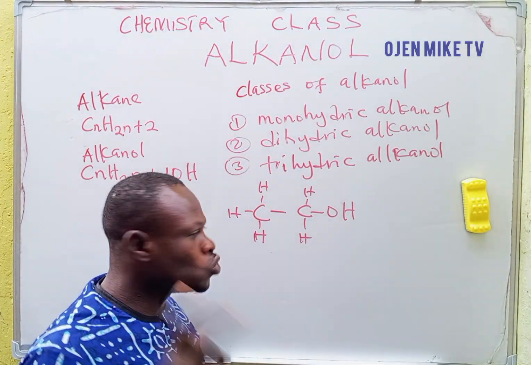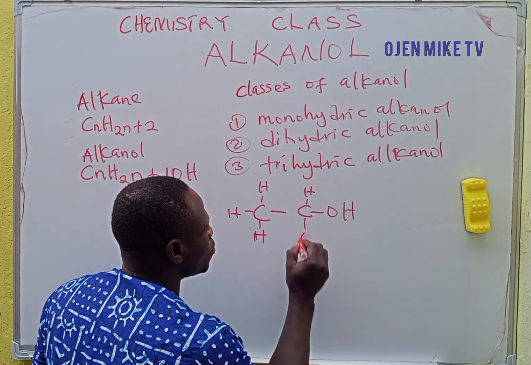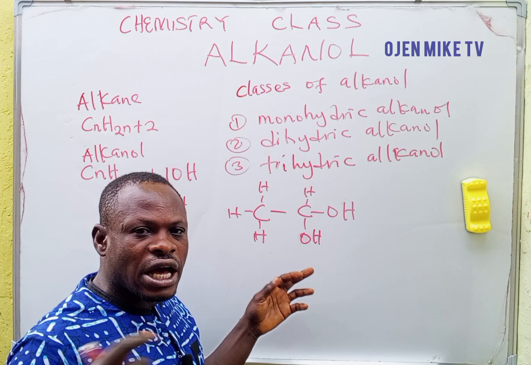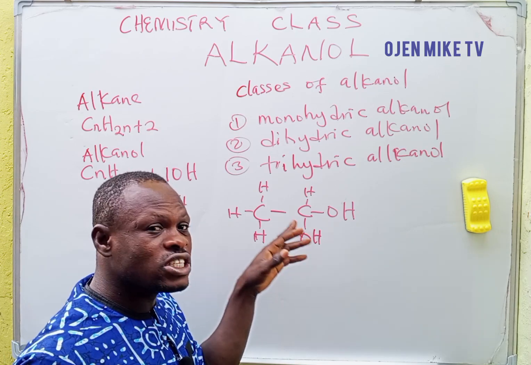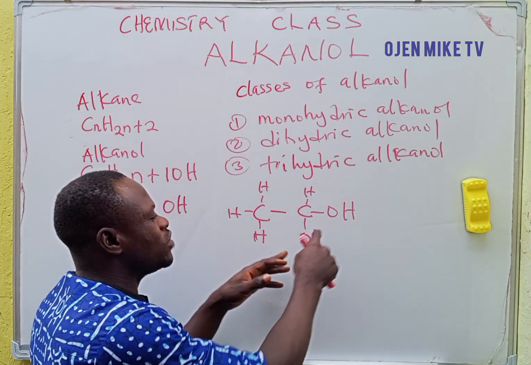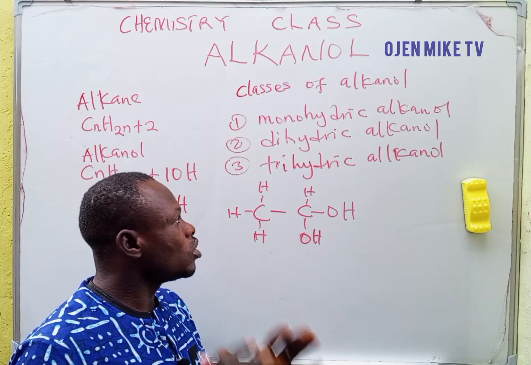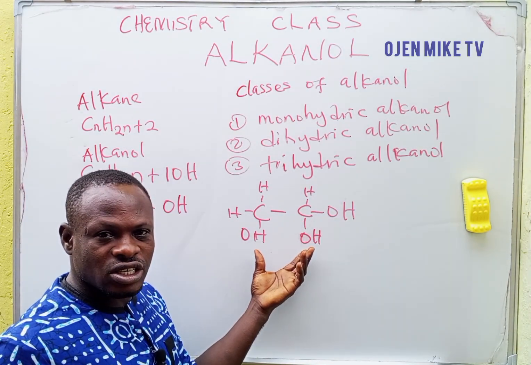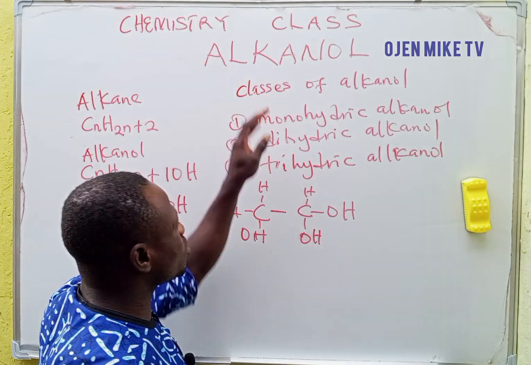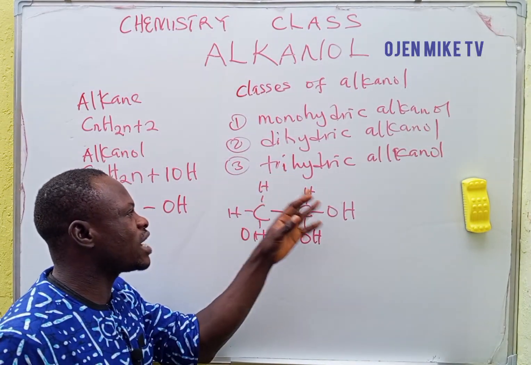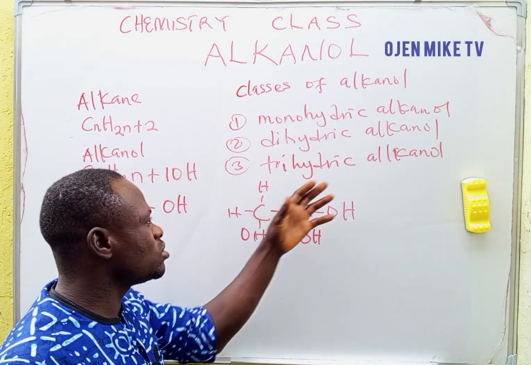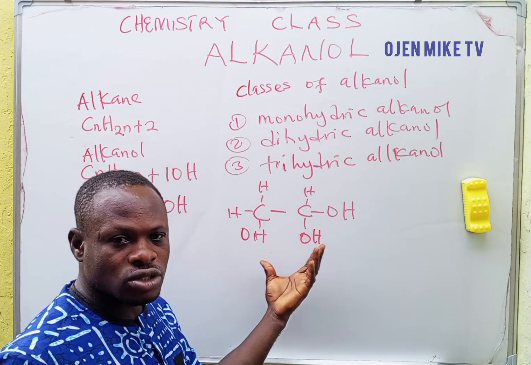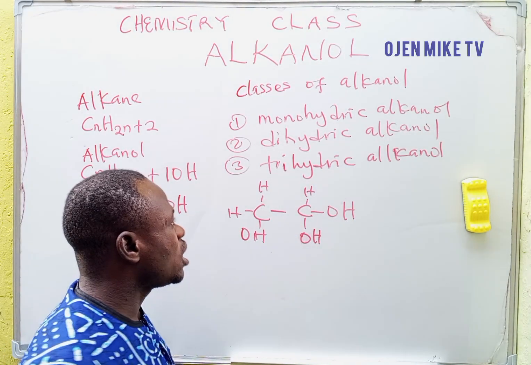Dihydric, di is what? 2. So when I replace this one with OH, it makes it dihydric alkanol. Alkanol with two hydroxy groups in its chain. This is a chain, so having two hydroxy groups is called dihydric alkanol, and then trihydric alkanol. Is that understood? So we have monohydric alkanol, dihydric alkanol, and trihydric alkanol. Hydric means that they have more than two hydroxy groups in the chain. Is that understood?